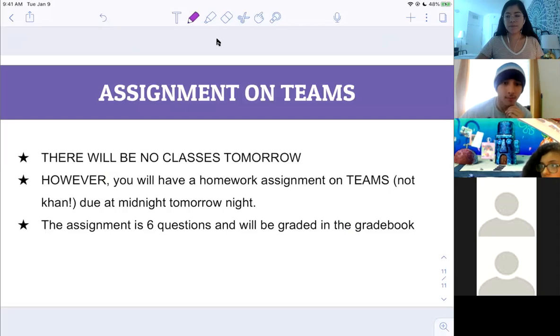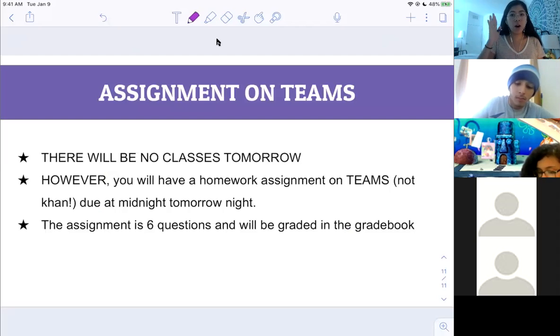Is it Khan Academy? That's the difference. So it's not on Khan Academy because Khan Academy didn't have any problems like the ones we did today. So I put it on Teams instead. So if you look on Teams, you'll see it. It'll come up. I'll post it right after class. And it's a homework assignment. It might look like a quiz, but it's a homework assignment, and it is being graded as a homework assignment, okay? Any questions on that? No. Okay. Homework due tomorrow at midnight.